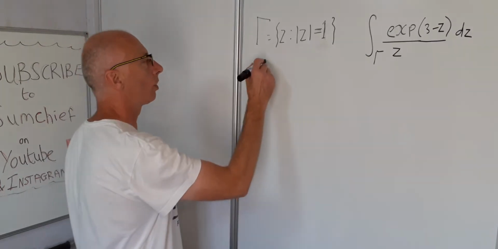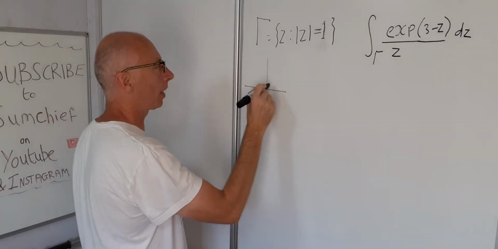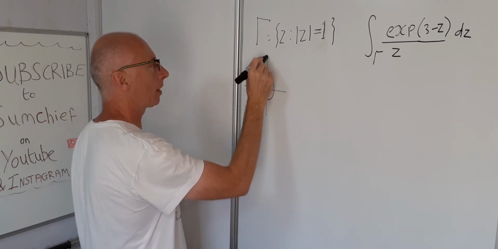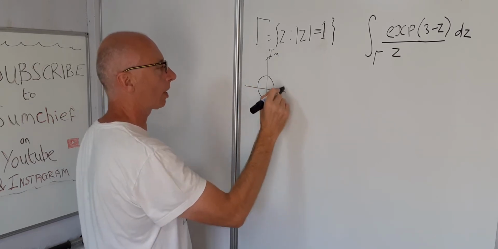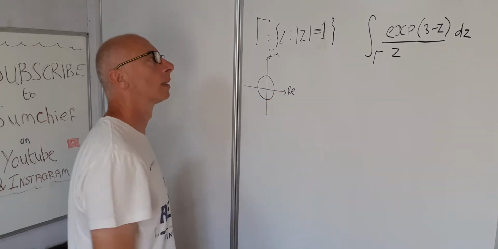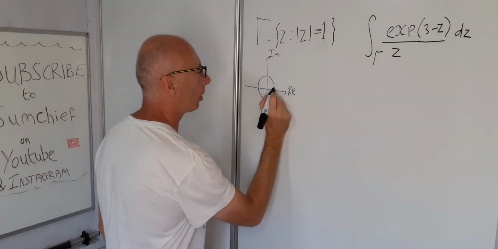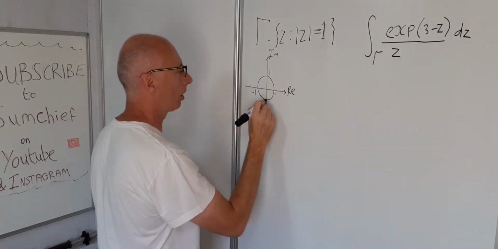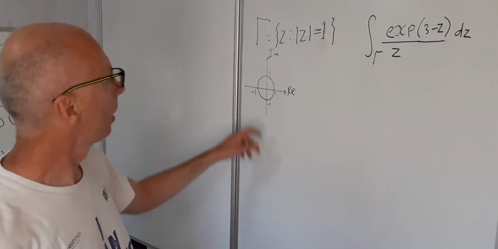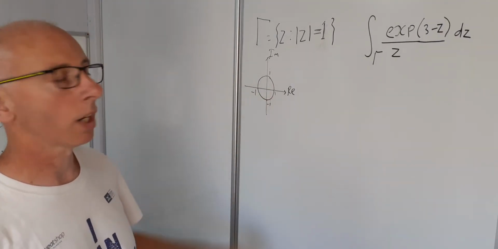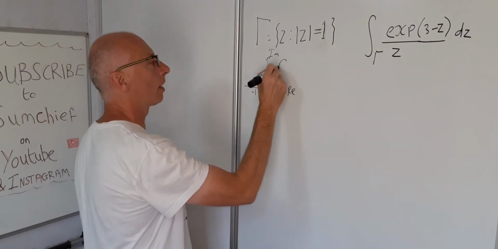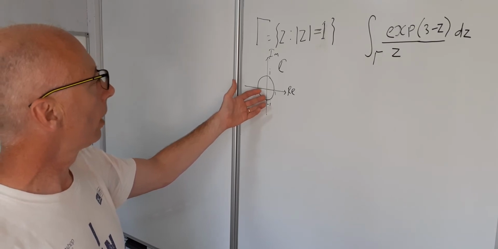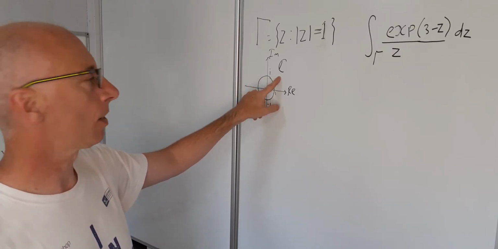So let's just draw that on the complex plane for now. For |z| = 1, we get something that looks a bit like this. That's the imaginaries, and that's the reals. We've got 1 here, and the point i here, minus 1 and minus i. Now this is a simple closed contour inside the complex plane, and the complex plane is a simply connected region.